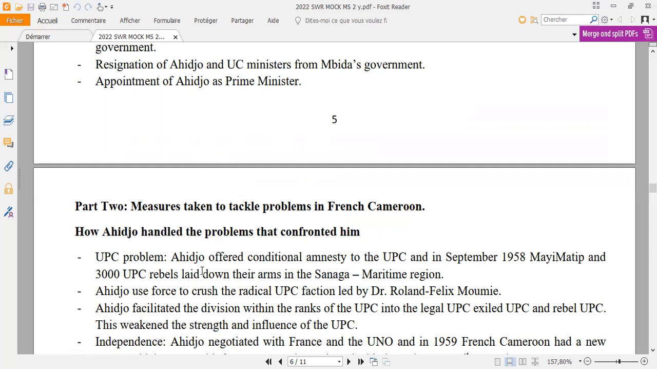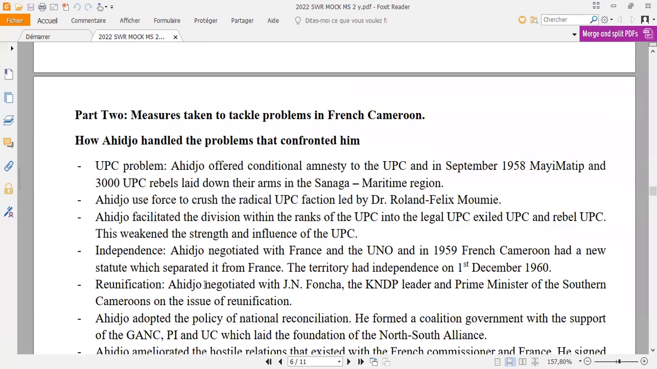You are talking about how Ahidjo handled the problems that confronted him. For example, the UPC problem. Ahidjo offered conditional amnesty to the UPC, and in September 1958, Mayi Matip and 3,000 UPC rebels laid down their arms in the Sanaga Maritime. Ahidjo used force to crush the radical UPC faction led by Dr. Roland Félix Moumié. Ahidjo facilitated the division within the ranks of the UPC into the legal UPC, the exile UPC and the rebel UPC. This weakened the strength and influence of the UPC.